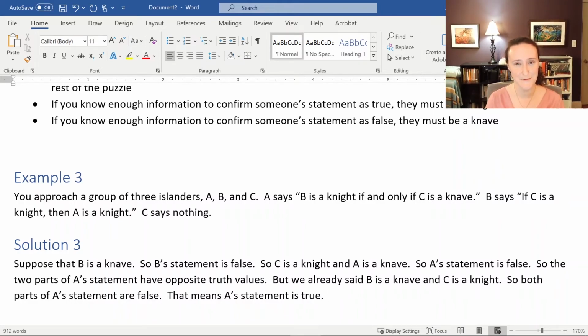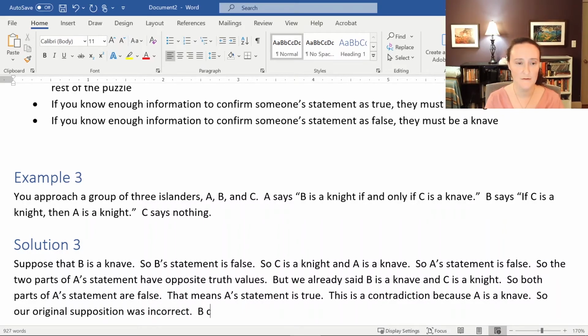Because A is a knave. At least in this hypothetical universe, A is a knave. And we found a contradiction, so this hypothetical universe has to go. It's not real. So all this means is that our original supposition, the one that led us into this hypothetical universe, was wrong. Okay, so B cannot be a knave, so B is a knight. And now this is definite true information that we can trust for the rest of the puzzle.